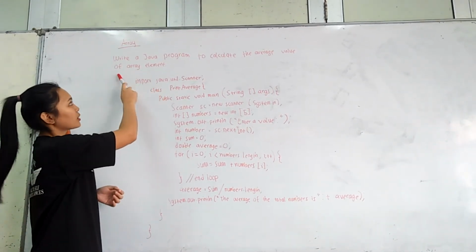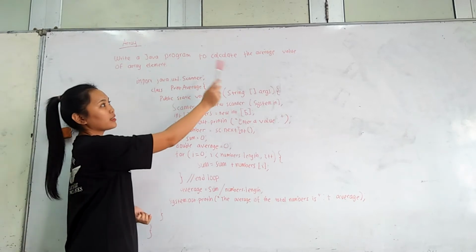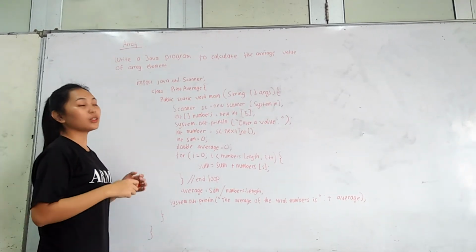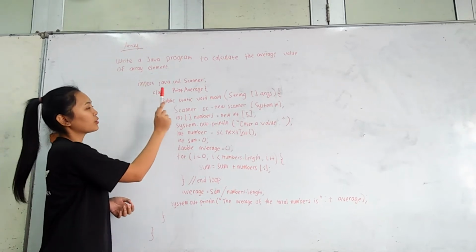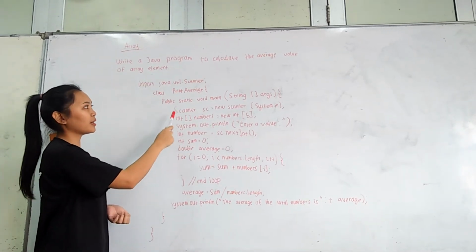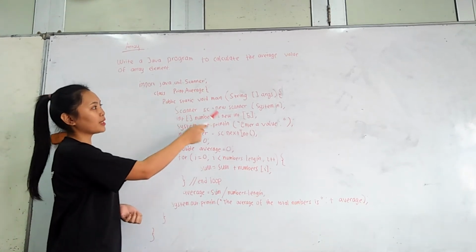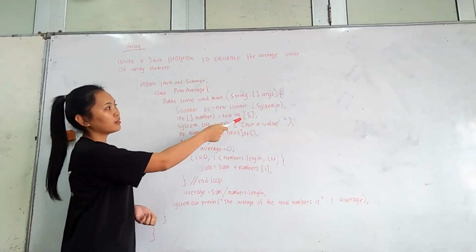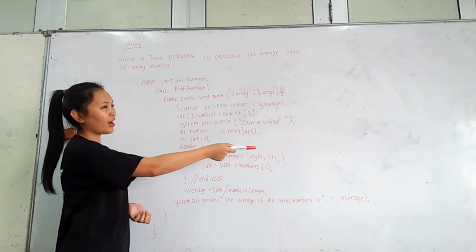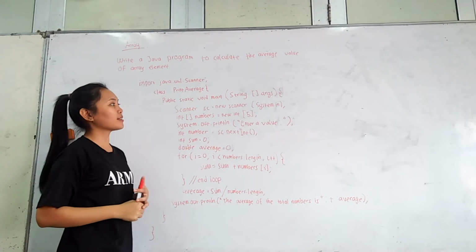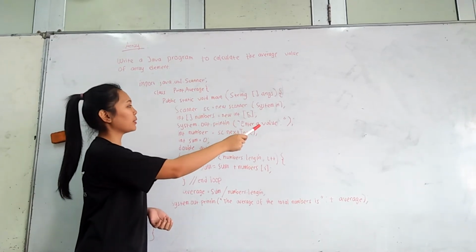The question given is: write a Java program to calculate the average value of an array's elements. So, as usual, we start with import java.util.Scanner, and our class name is PrintAverage, and public static void main(String[] args). And we start with Scanner sc = new Scanner(System.in).